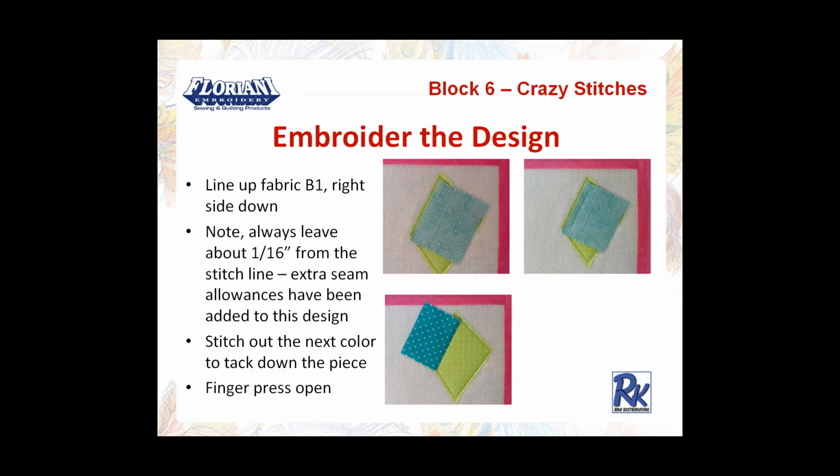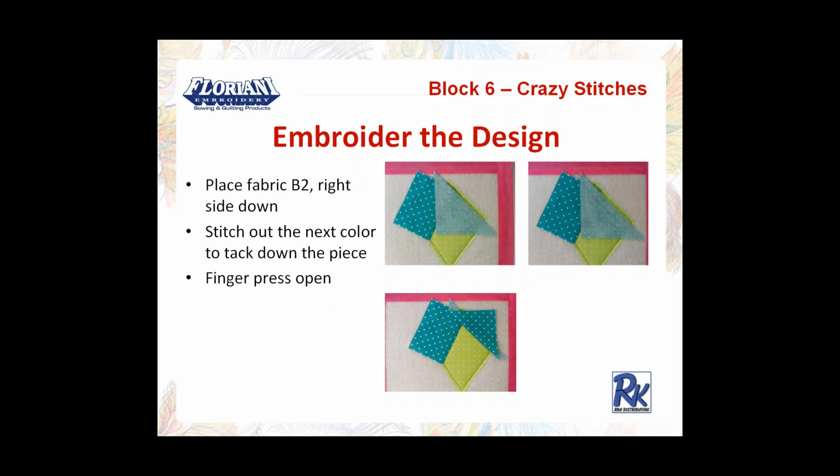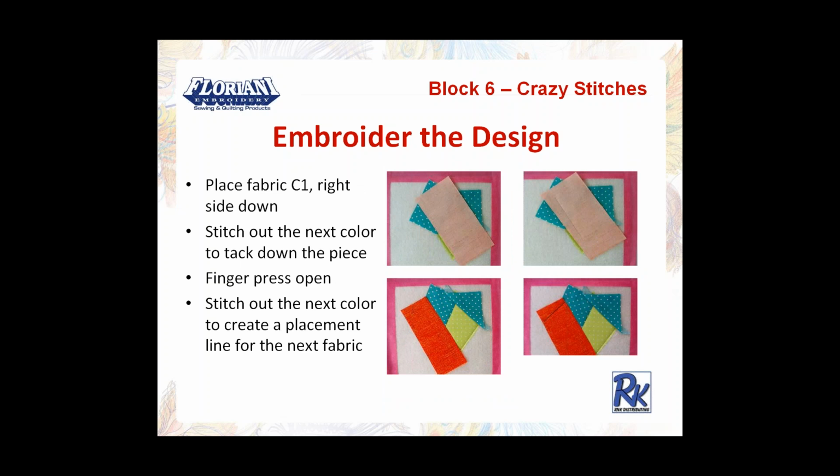And then you want to finger press it open like you see in the third picture here. Next, you want to place fabric B2 right side down along the other seam line, as you see there, and stitch out the next color to tack it down and finger press it open. We're going to continue on with fabric C1 right side down, stitch out the next color to tack it down and finger press it open.